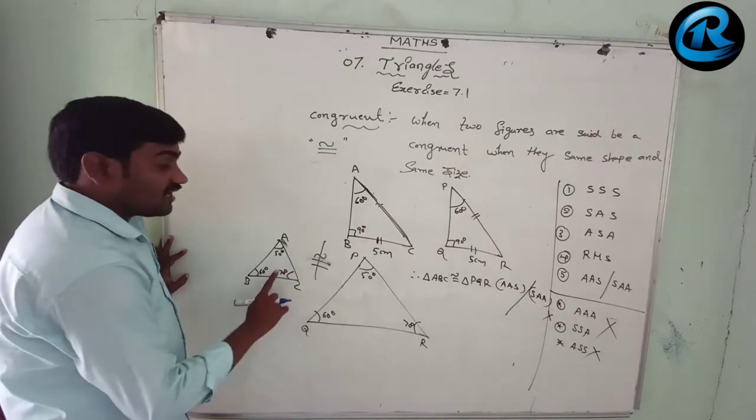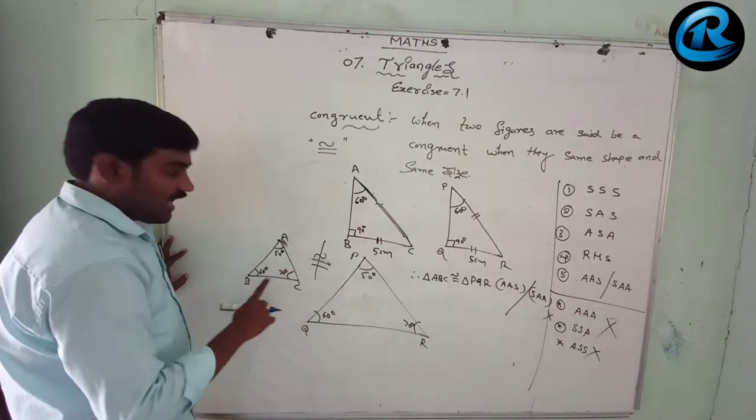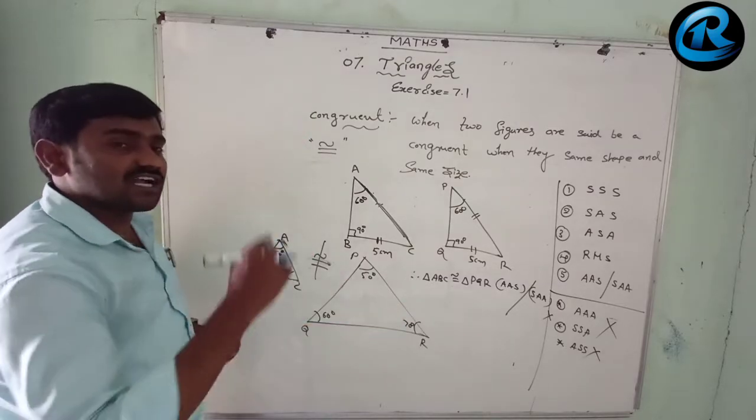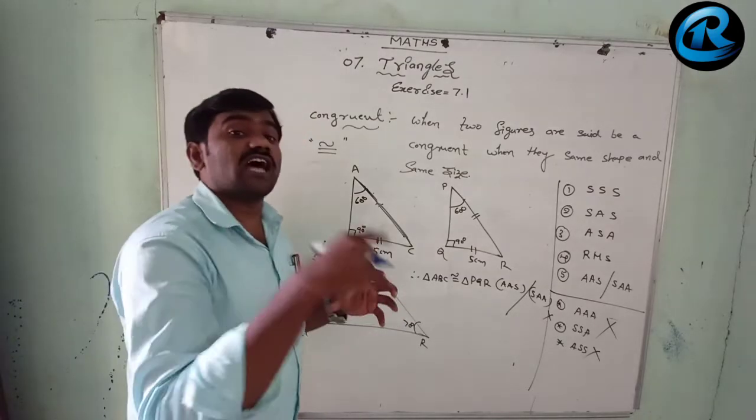So angle will decide the shape. Angle will decide the shape, either smaller shape or bigger shape. The angle will decide the shape. The side will decide the size.